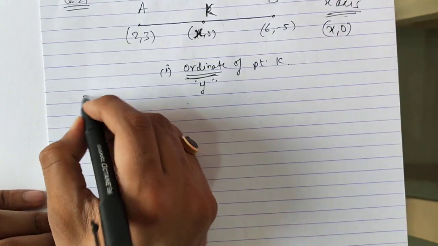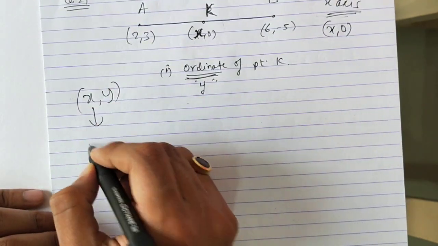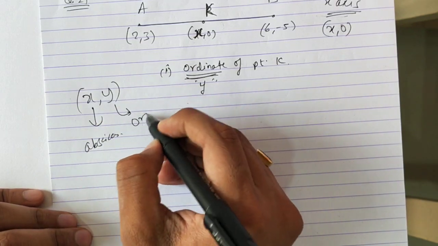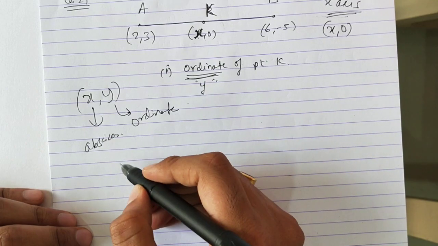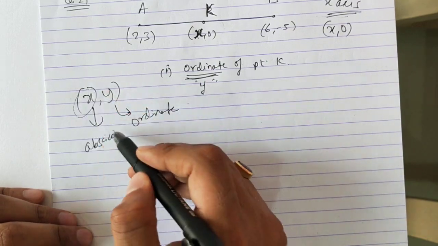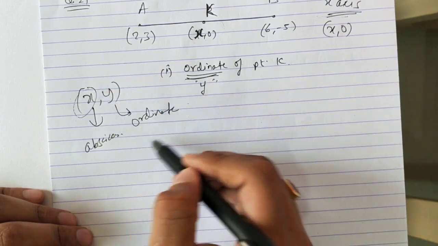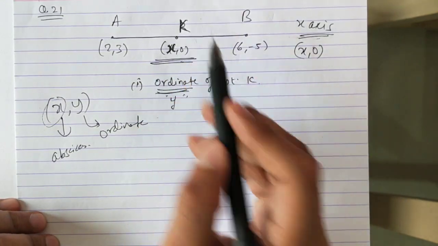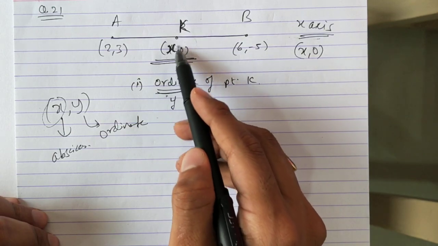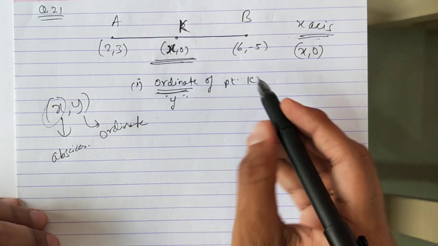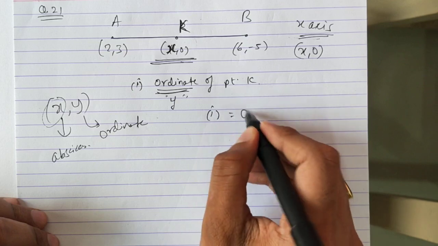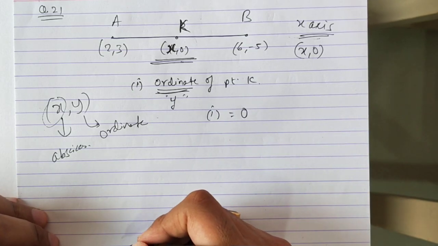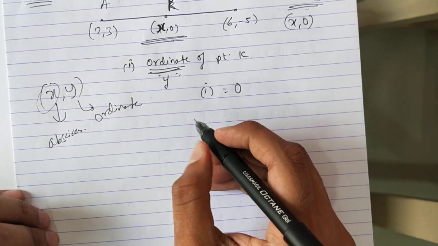This x is called abscissa and this y is ordinate. For those who don't know, x is also called abscissa and y is also called ordinate. So here they are asking what is the ordinate of point K. The ordinate, that means the value of y of point K, is 0. So my first answer is 0. Ordinate is 0.